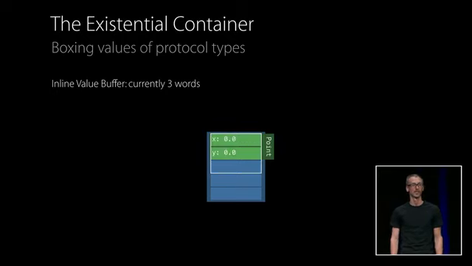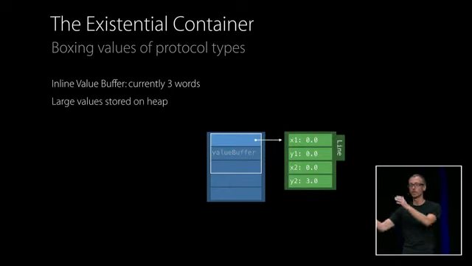Small types, like our point, which only needs 2 words, fit into this value buffer. Now, you might say, wait a second. What about our line? It needs 4 words. Where do we put that? Well, in this case, Swift allocates memory on the heap and stores the value there and stores a pointer to that memory in the existential container.